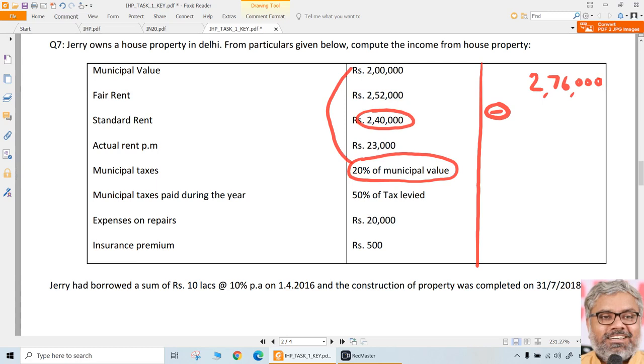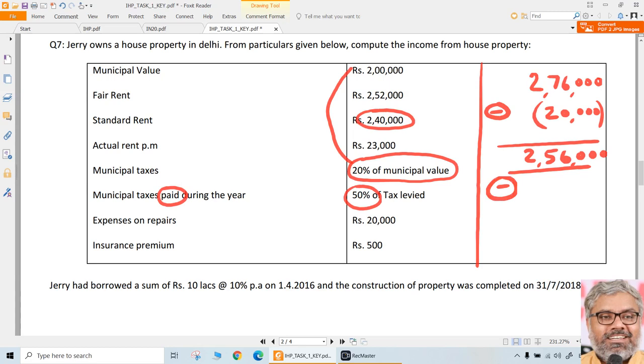So that will not be given in exam. You have to be careful yourselves. 20% of that is 40,000. But he did not pay. He paid only 50% of the tax that is levied. 40,000, 50% of that means 20,000 only he really paid, that means. So real municipal taxes paid only can be given as deduction, which means the net annual value is 2,56,000.